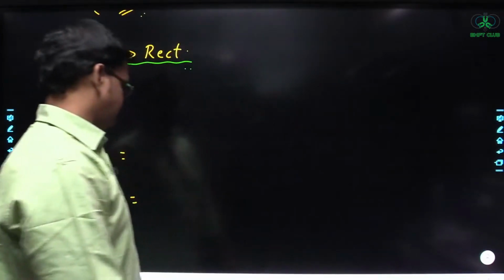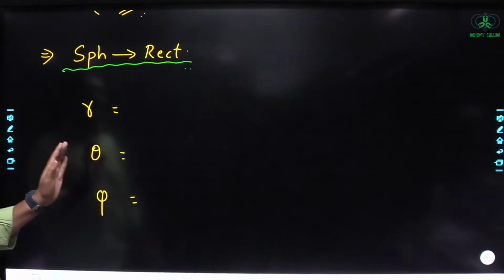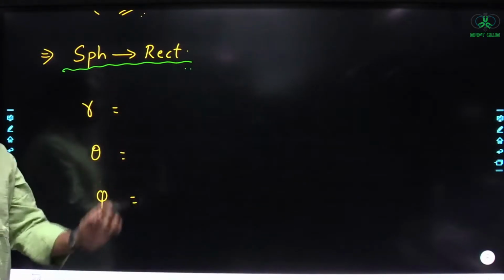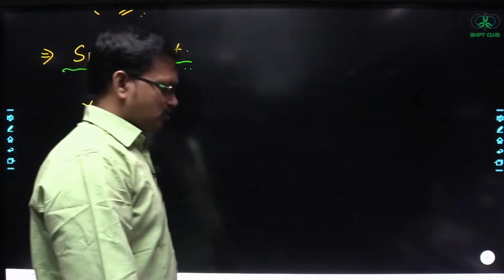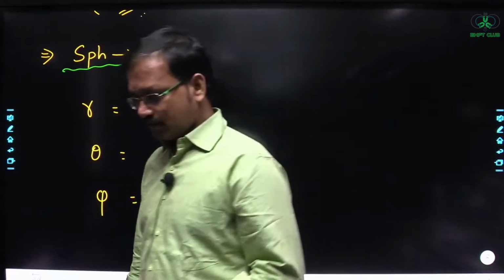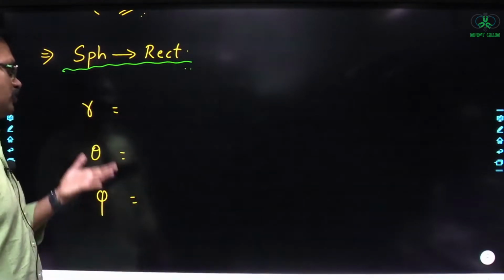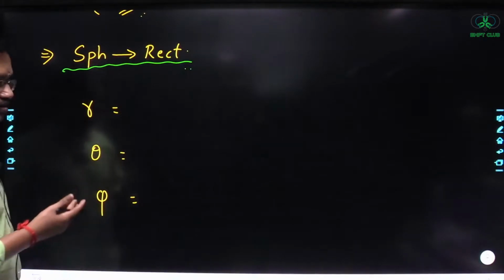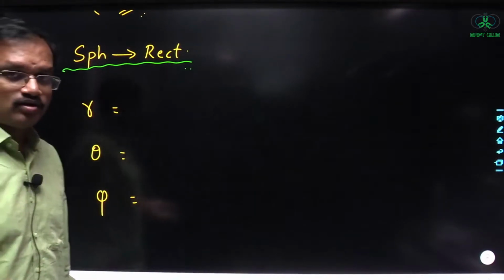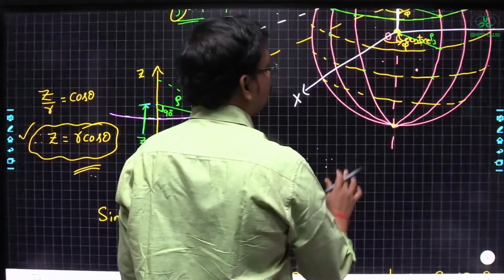Now we are trying to represent the spherical coordinates in terms of rectangular coordinates. There is no need to remember any formulas. We will just follow the definition of r, theta and phi, and then automatically we can get the expressions for r, theta and phi in terms of rectangular coordinates. Right? So now see here.